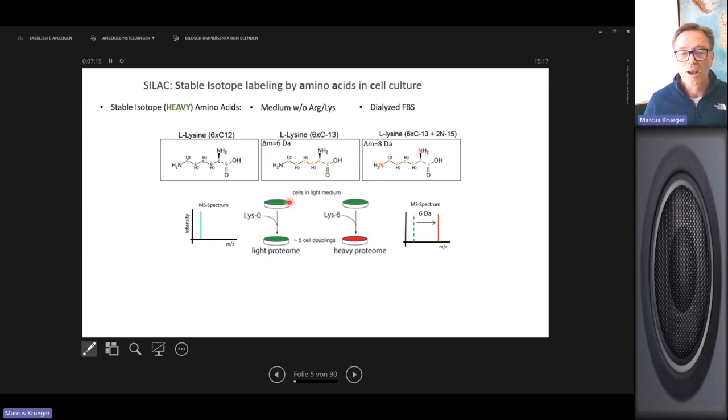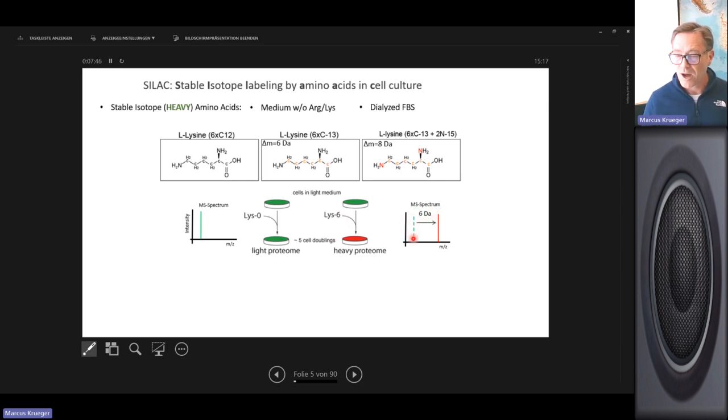So we have our light cells here shown in green. And what we do now is we spike in either the lysine 0 or the lysine 6. And then after 5 cell doublings, meaning you have to split your cells, it depends a bit on how fast they grow, but usually we say you split your cells 2 or 3 times. And then you get a mass shift of 6 Dalton, since we have spiked in lysine 6 here. That could be different for different amino acids, but here we would have a 6 Dalton shift.